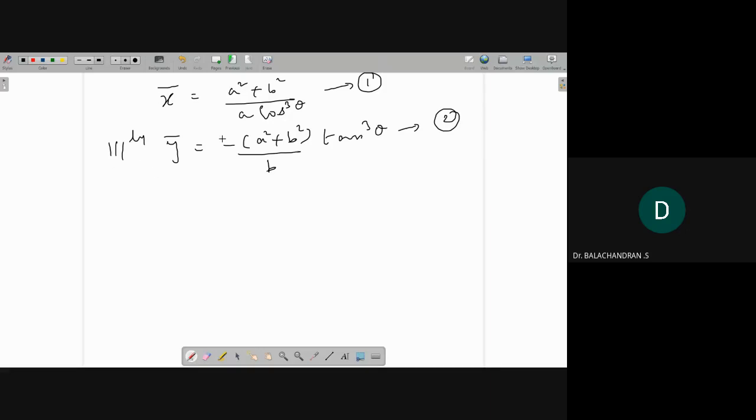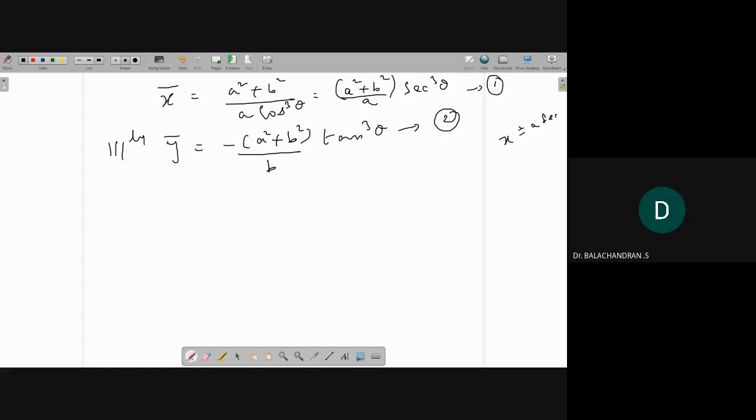So now from these two, here tan cube theta. Now I need to write this in terms of secant cube theta. So it is better to write in terms of secant cube theta. This is equal to a square plus b square divided by a into secant cube theta. So this is 1. So again, our parameter is what?